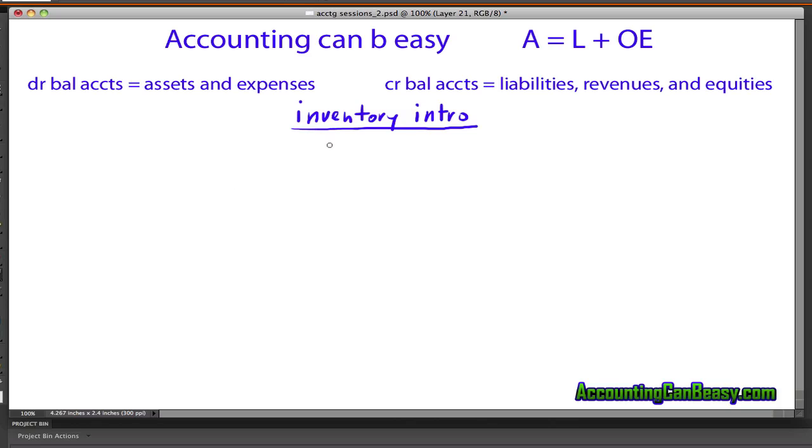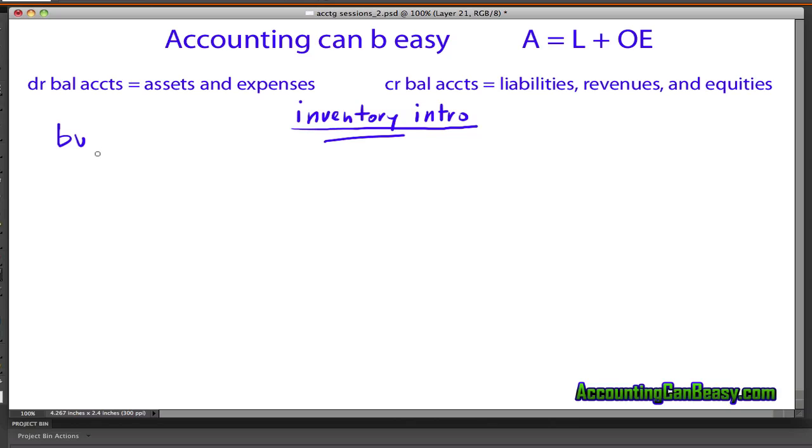Okay, in this lesson we have an introduction to inventory. I call it an introduction because inventory can be pretty detailed. But for now we just want to introduce what would happen if we were to buy and sell inventory. How would that be reflected in our accounting records?